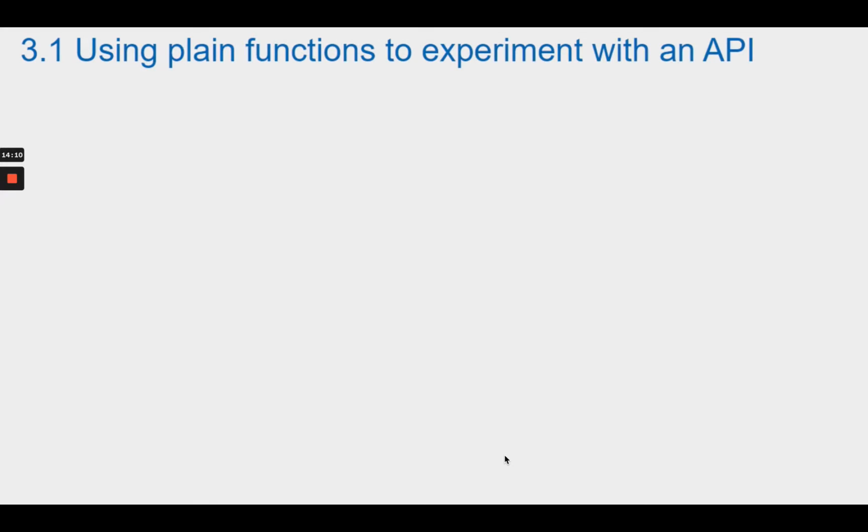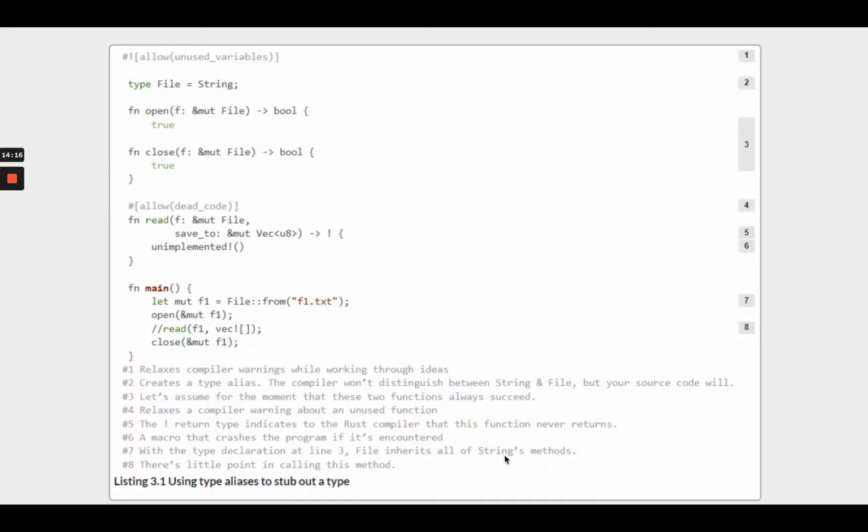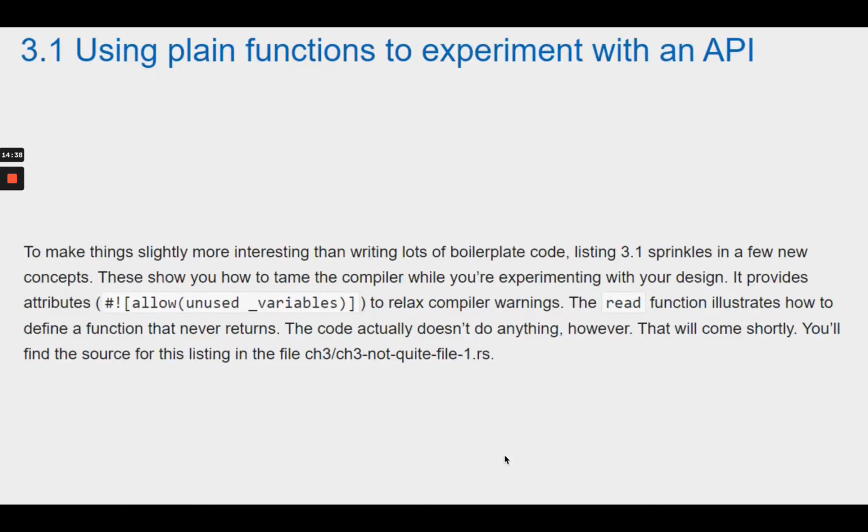Section 3.1, Using plain functions to experiment with an API. To start, let's see how far we can get by making use of the tools we already know. Listing 3.1 lays out a few things that we would expect, such as opening and closing a file. We'll use a rudimentary mock type to model one, a simple alias around string that holds a file name and little else. To make things slightly more interesting than writing lots of boilerplate code, listing 3.1 sprinkles in a few new concepts. These show you how to tame the compiler while you're experimenting with your design.